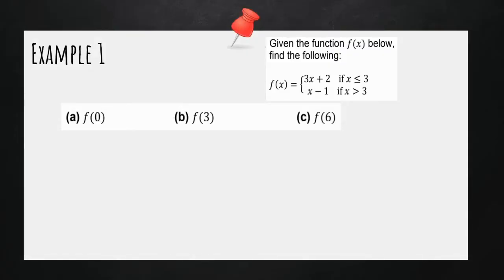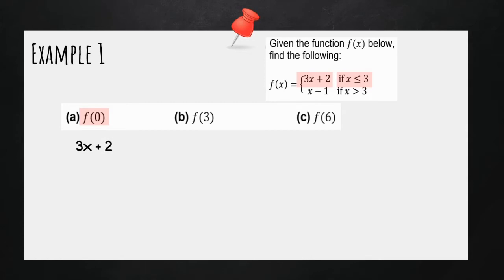Here is your first example. You have a function, f of x, and it does have two parts to it. Now, notice that with the very first question that you are asked to evaluate, which is f of 0, you need to see which function rule to apply. So notice that if x is less than or equal to 3, that actually fits with my 0 that I'm looking for. So I know which function rule I need to apply.